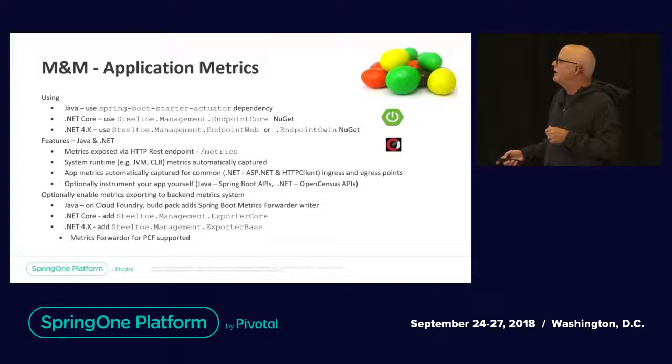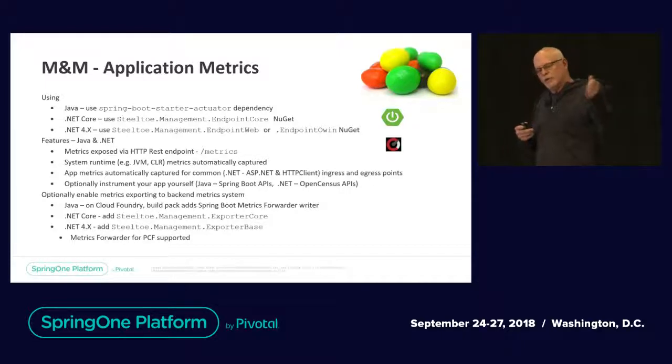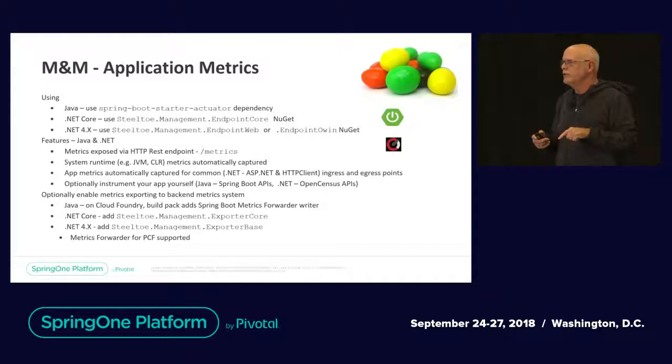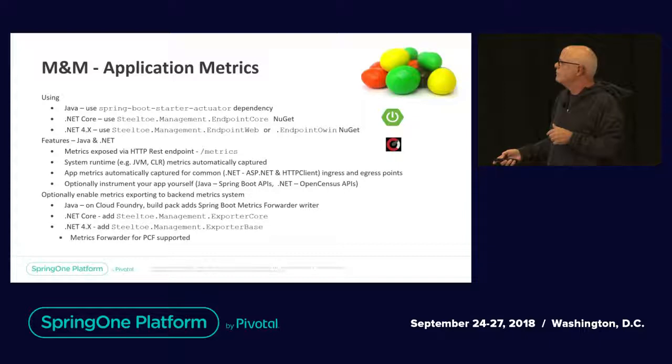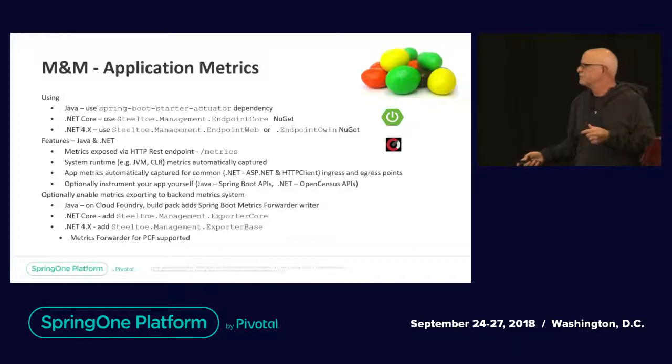You also automatically capture metrics around common ingress and egress points within your application. So when a request comes into a microservice, we capture the time it takes for that request to go in and out of that microservice. All of that is rolled up, and optionally, you can then export that set of metrics to the metrics exporter. In the case of .NET Core, you add these sorts of things. In Java, you automatically get it with Spring Boot. The Spring Boot metrics forwarder is automatically added by the Java buildpack when you build your application in Java.